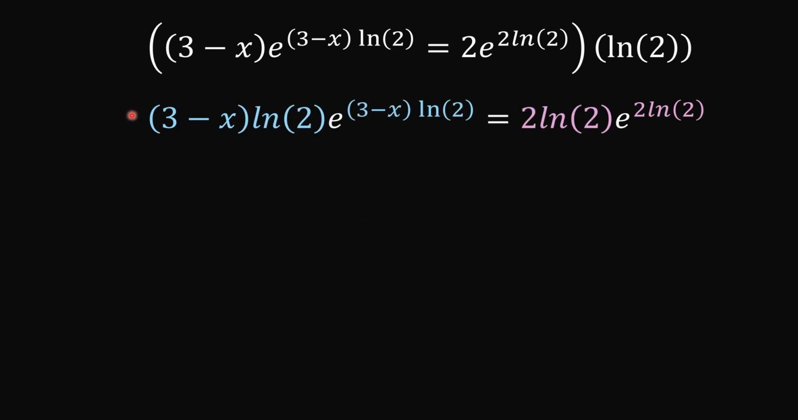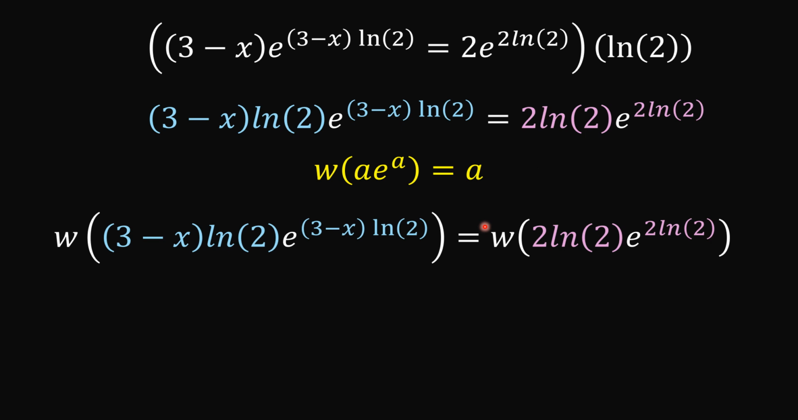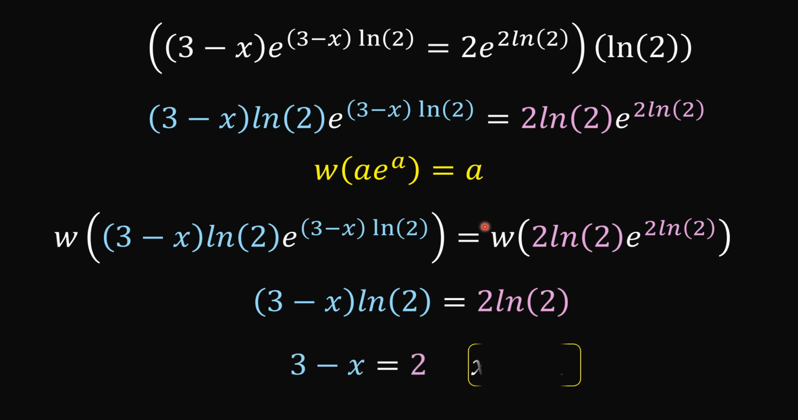Now you can see that this one here is equal to this one here, and this one here is equal to this one here. Now we can apply the Lambert function, and from here we're gonna have this one applying the Lambert function. So on the left side we're going to have 3x minus ln of 2, and from the right side we're going to have 2 ln of 2. Simplifying both sides by ln of 2, we're going to have 3 minus x equals 2, and then from here we have x2 equals 1. So guys, this is the second solution, and remember that the first solution was 2.